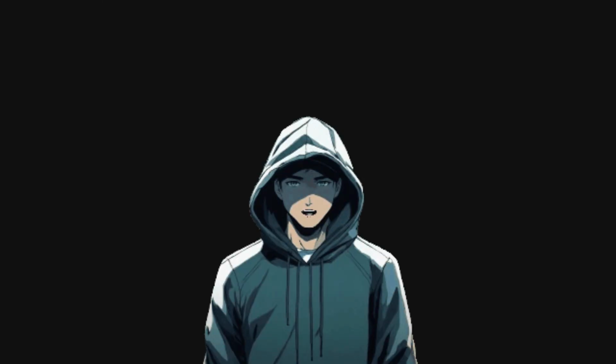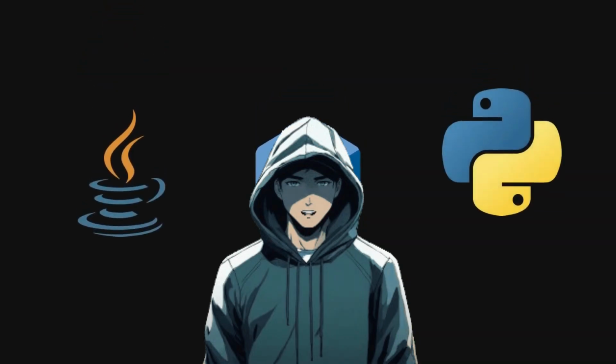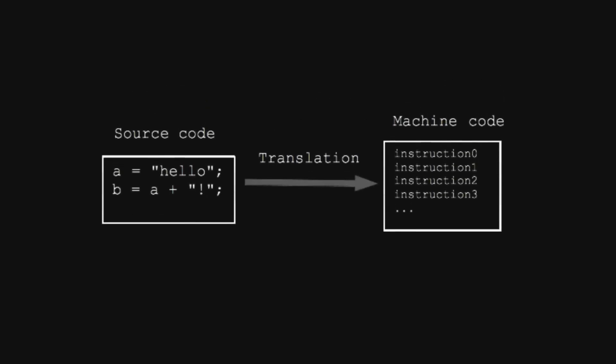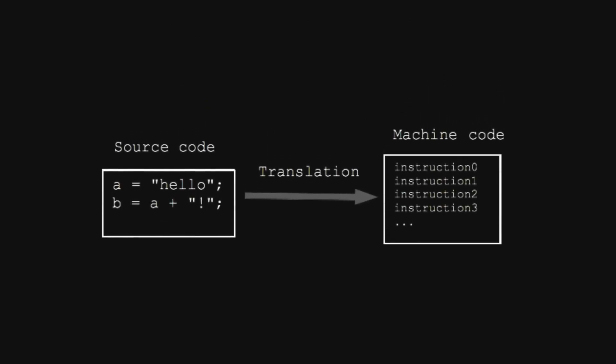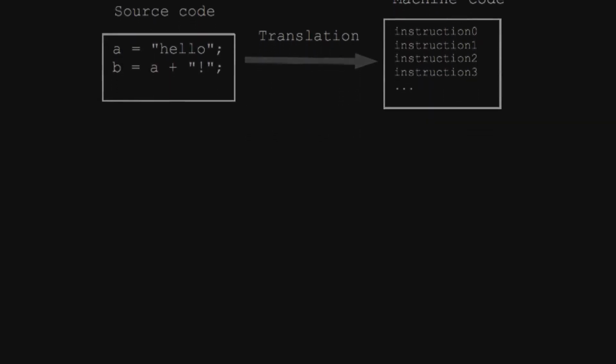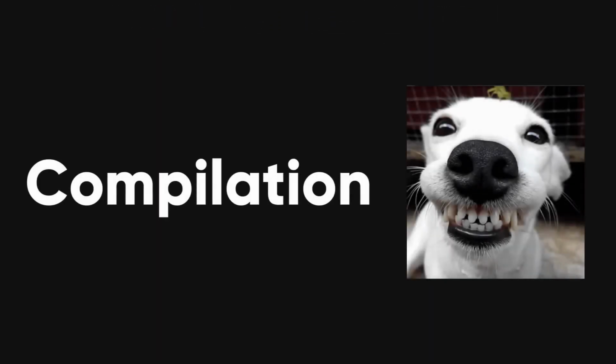Programs are written in languages like C, Java, and Python. These languages are super friendly for humans, but absolute gibberish to computers. To bridge this communication gap, the code gets translated into machine code, a glorious mess of ones and zeros that your computer can finally understand. This transformation process is called compilation.